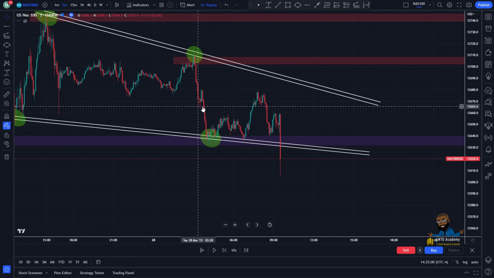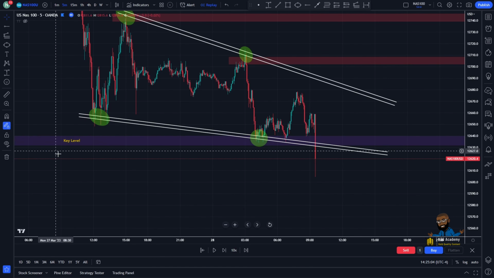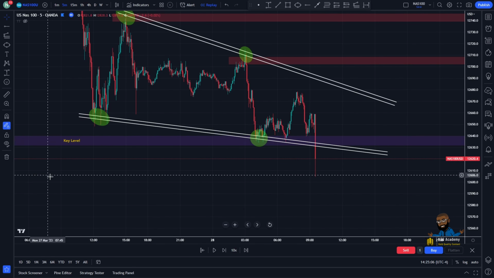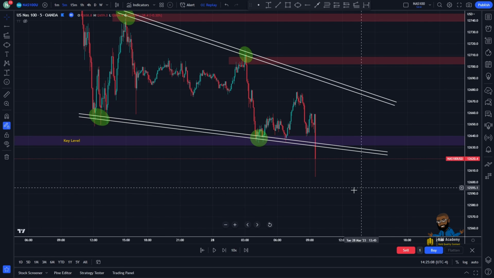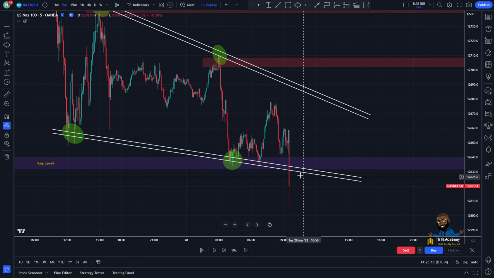So once we have our overall pattern, what we need to do is wait for the break. So we had the break of the pattern and the overall key level. So this is a great entry point here, okay? And we're going to talk about trade management as soon as we switch over to the actual live trade. So we had the break here.